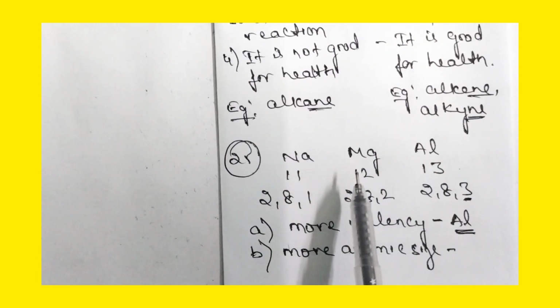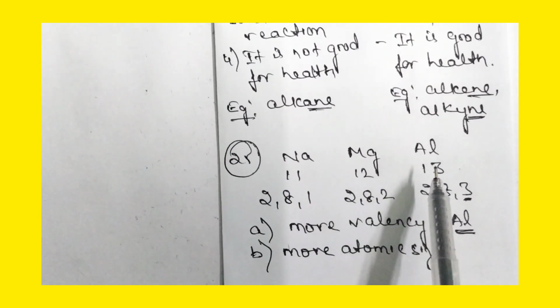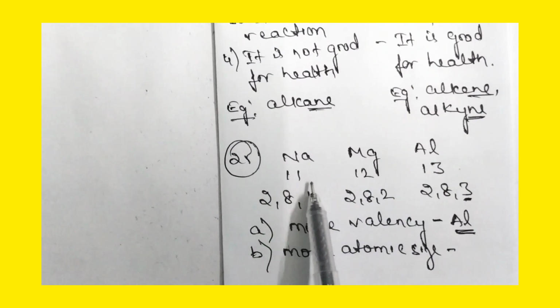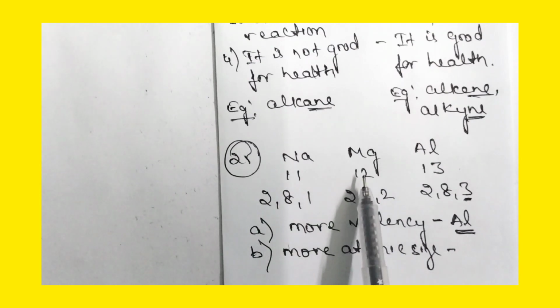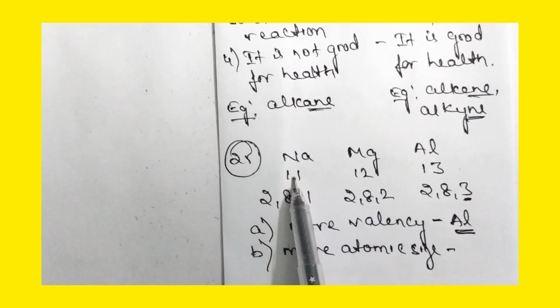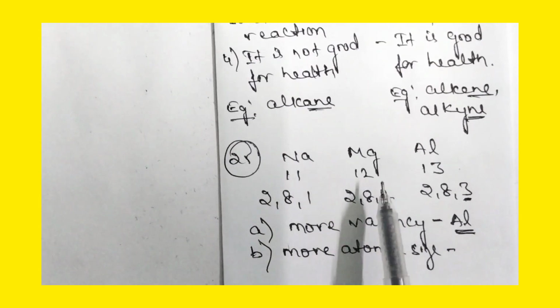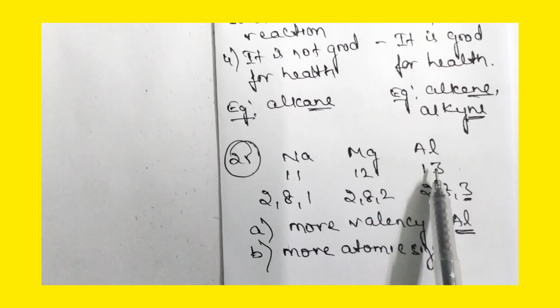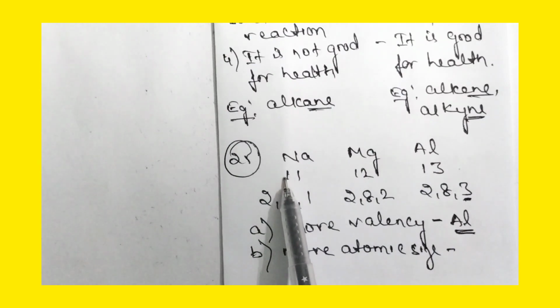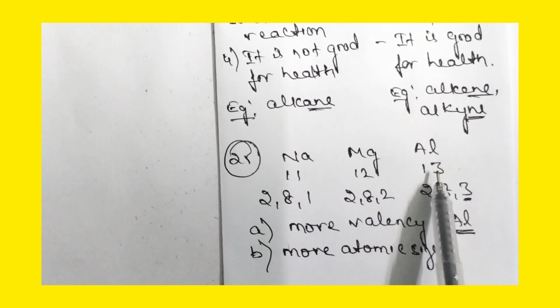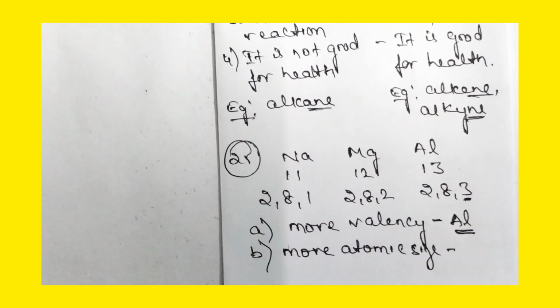So sodium, magnesium, aluminium. Sodium belongs to first group, and magnesium belongs to second group, and aluminum belongs to 13th group. So among these three, the atomic size is largest for sodium. So sodium will have more atomic size.